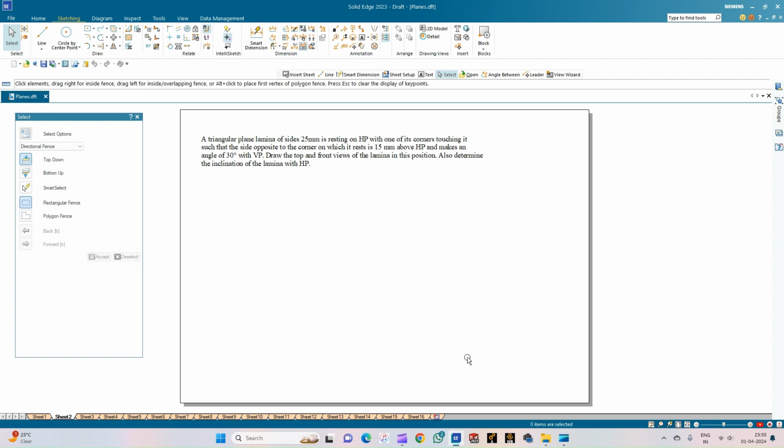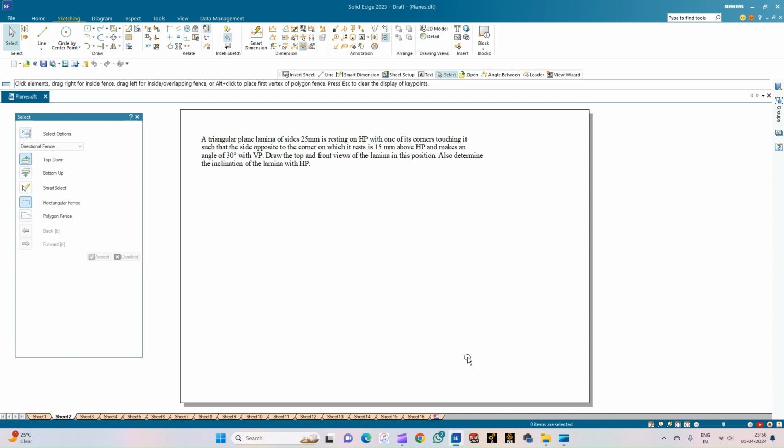In this video, we shall see how to do the computer drafting of the orthographic projection of planes. Coming to the problem statement, a triangular plane lamina of sides 25 mm is resting on HP with one of its corners touching it such that the side opposite to the corner on which it rests is 15 mm above HP and makes an angle of 30 degrees with VP. Draw the top and front views of the lamina in this position. Also determine its inclination with HP.